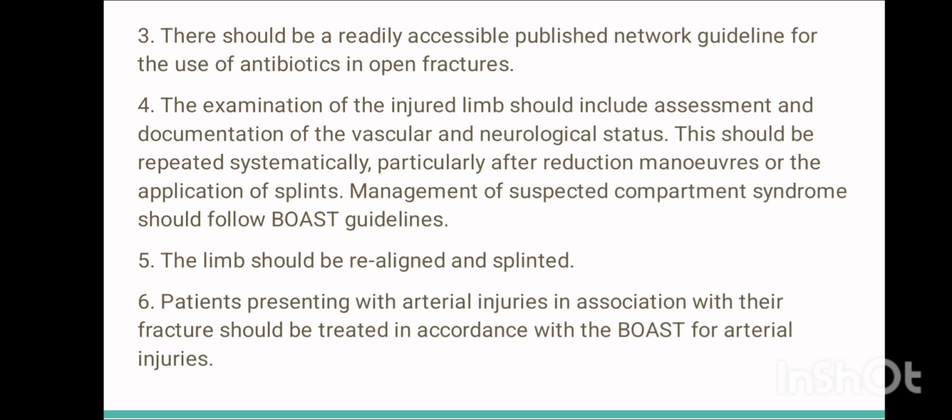Management of suspected compartment syndrome should follow existing guidelines. 5. The limb should be realigned and splinted. 6. Patients presenting with arterial injuries in association with their fractures should be treated in accordance with the BOAST for arterial injuries.